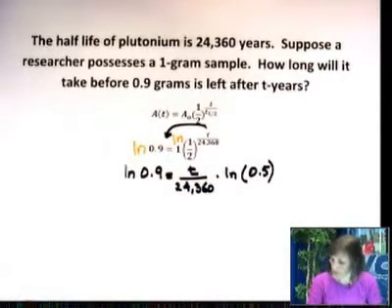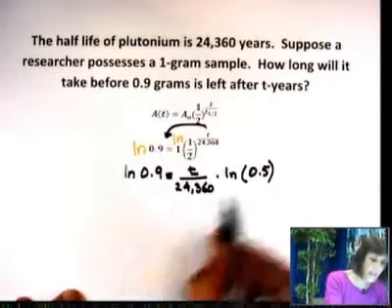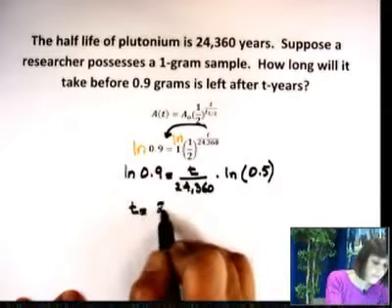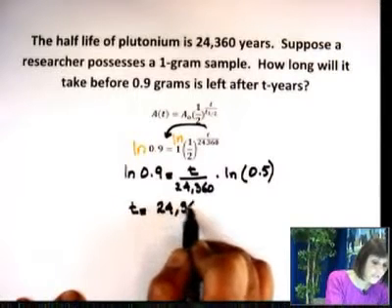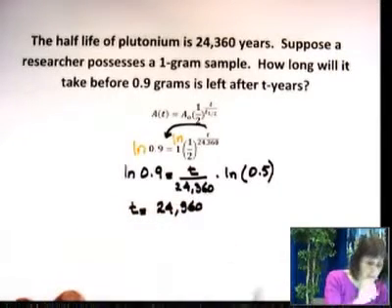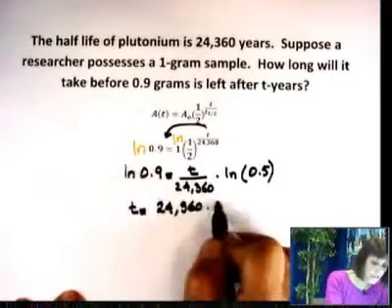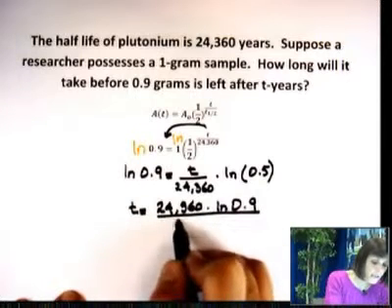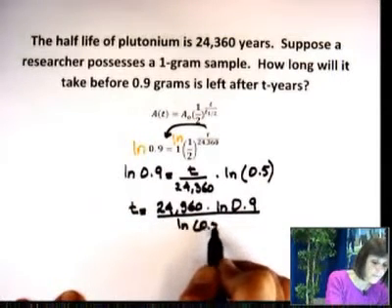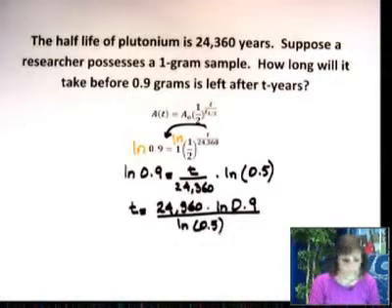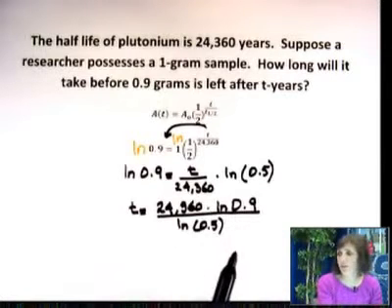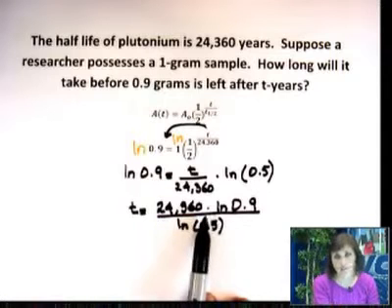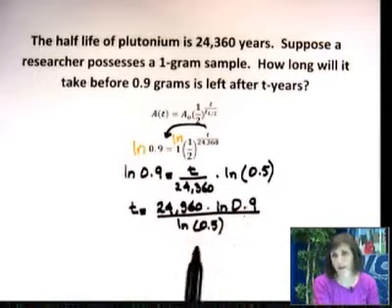All right? Let's go and let's get that. So t is going to be 24,360, all right, times ln of 0.9 divided by ln of 0.5. Okay, so what do you need to do with your calculator? Push 24,360 times. Take ln of 0.9, divide by ln of 0.5.